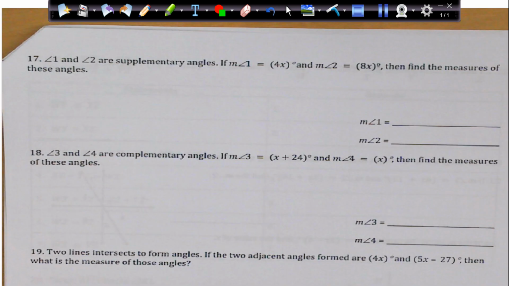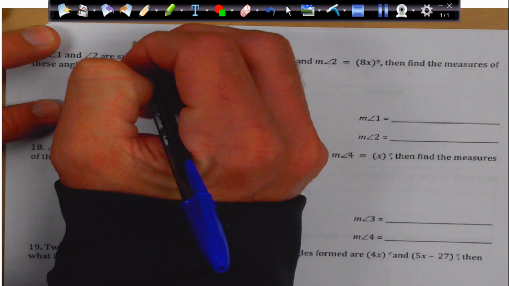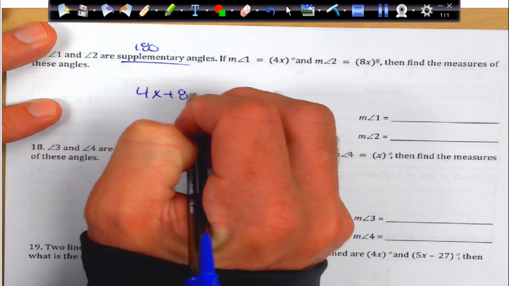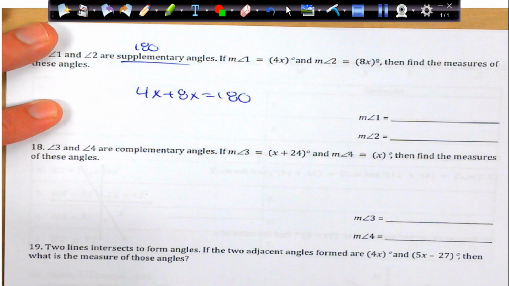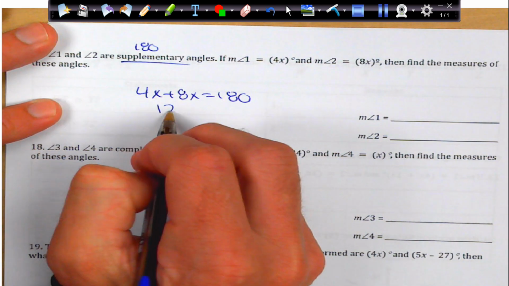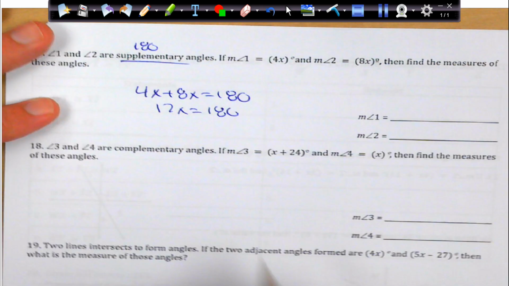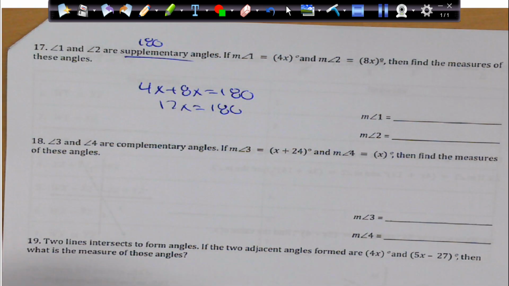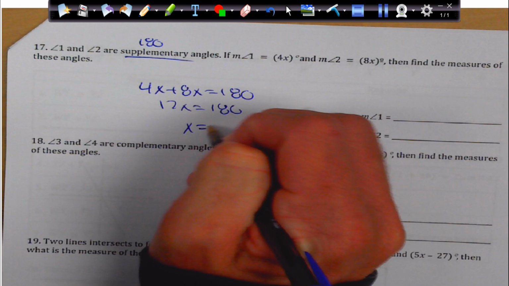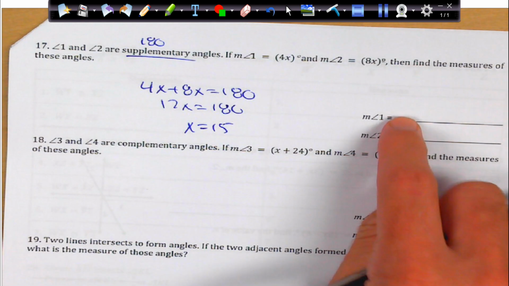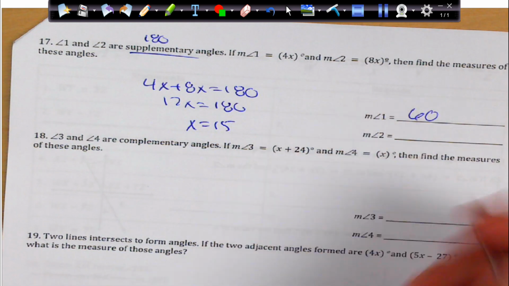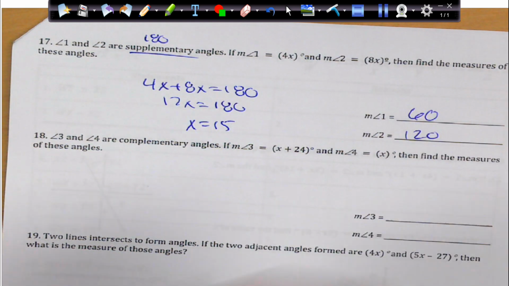Oh man, as if it wasn't over. It's not. Here we go. Supplementary means add to 180. So we get 4x plus 8x equals 180. And we're going to get 12x equals 180. And then 180 divided by 12 is equal to 15. So x equals 15. Angle 1 is 4 times 15, which I believe is 60. 8 times 15, well, that should be 120, twice as big.